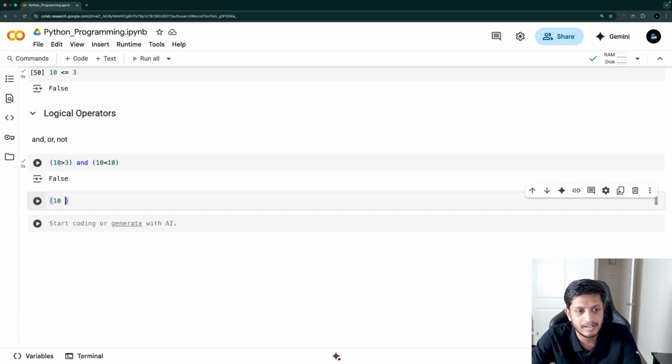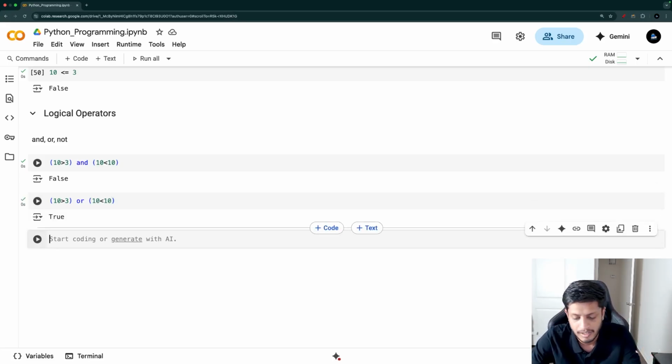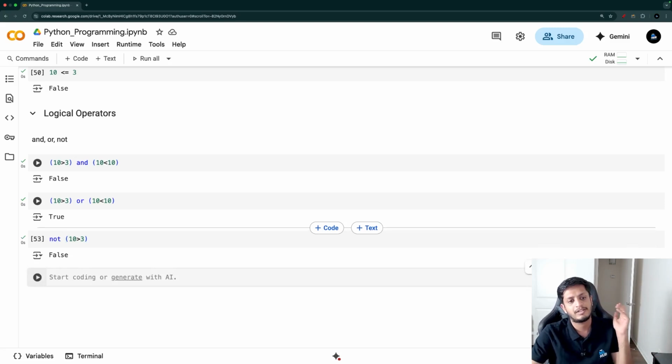But instead, here in the same statement, if I enter an OR, so here what will happen? 10 greater than 3 is true and 10 less than 10 is false, but true or false is true, so you'll get true. And similarly, if I do not of 10 greater than 3, so 10 is greater than 3, but I'm doing a not of that, so not of true is false, so you'll get false. So that is how you can do logical operators as well.